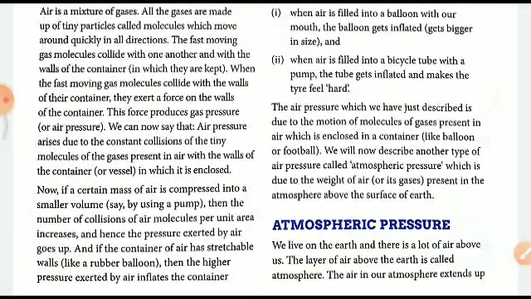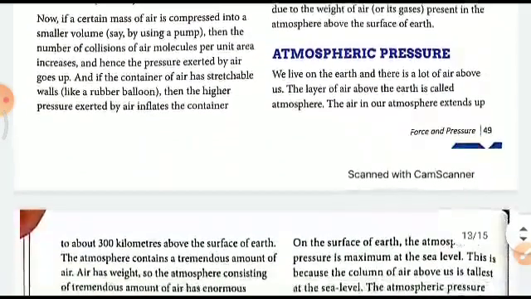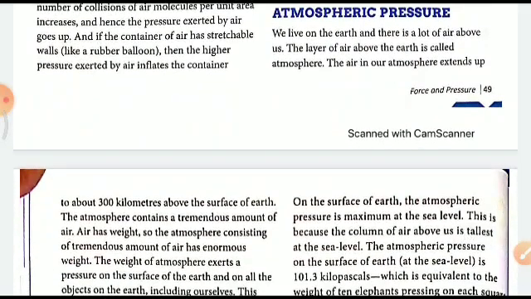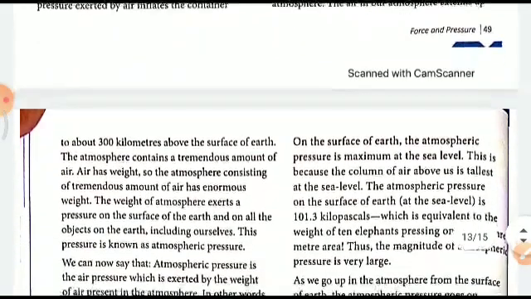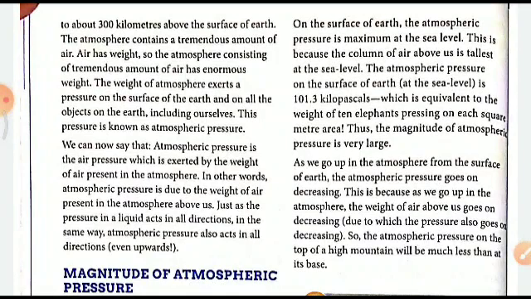Now we will describe another type of air pressure called atmospheric pressure, which is due to the weight of the air present in the atmosphere. We live on the earth and there is a lot of air above us. The layer of air above the earth is called the atmosphere. The air in our atmosphere extends up to 300 kilometers above the surface of the earth. The atmosphere contains a tremendous amount of air. Air has weight, so the atmosphere consisting of a tremendous amount of air has enormous weight. The weight of the atmosphere exerts a pressure on the surface of the earth and on all the objects of the earth, including ourselves. This pressure is called atmospheric pressure.